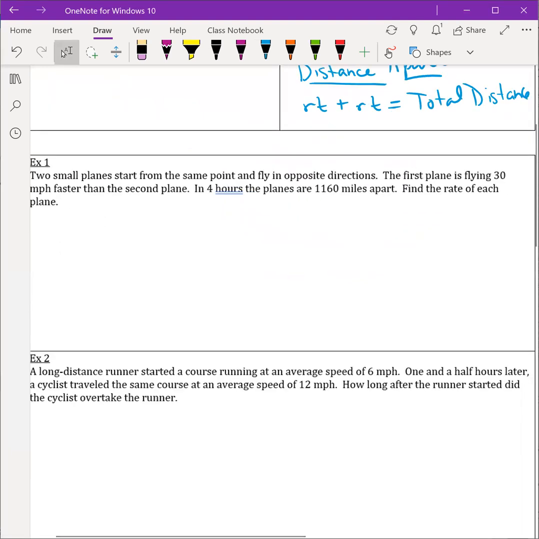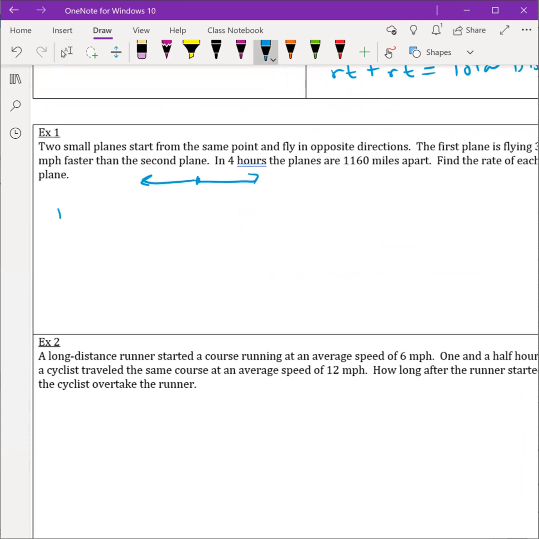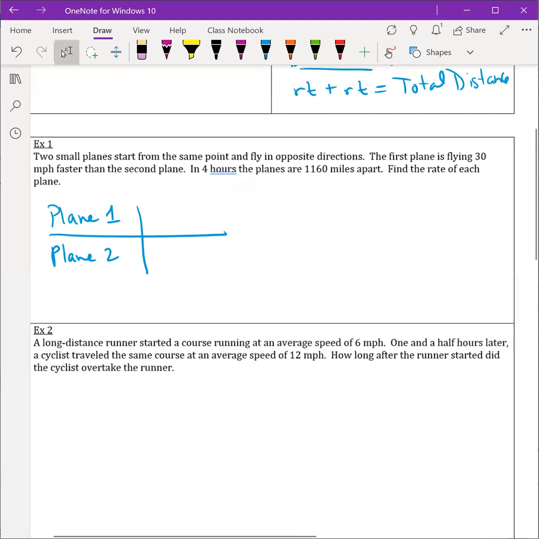So this says, two small planes start from the same point and fly in opposite directions. So we have one plane here going to the left, we have one plane here going to the right. The first plane is flying 30 miles an hour faster than the second plane. So I still am going to use a chart to organize my information. So we have plane 1, we have plane 2. For each of them, we have a rate, a time, and maybe a distance. So let's see what we have.